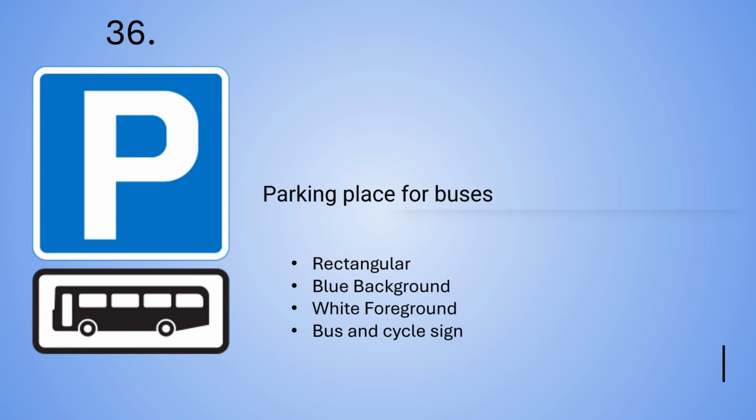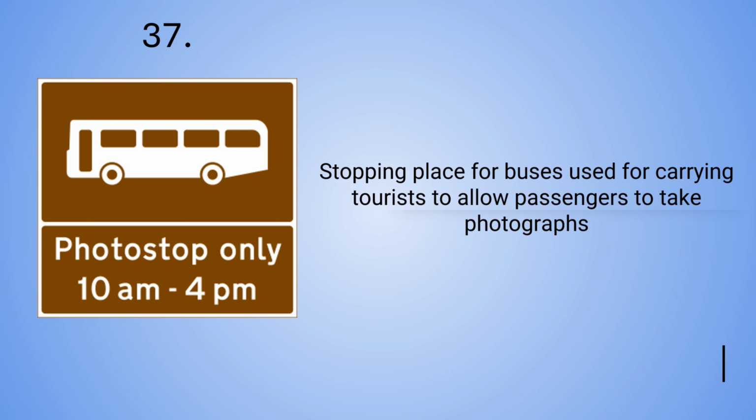So again, in this sign we have the big bold P, which stands for parking, and then we have the other sign which indicates what type of vehicle can park here. In this particular instance it is a bus. So this is a parking place for buses.